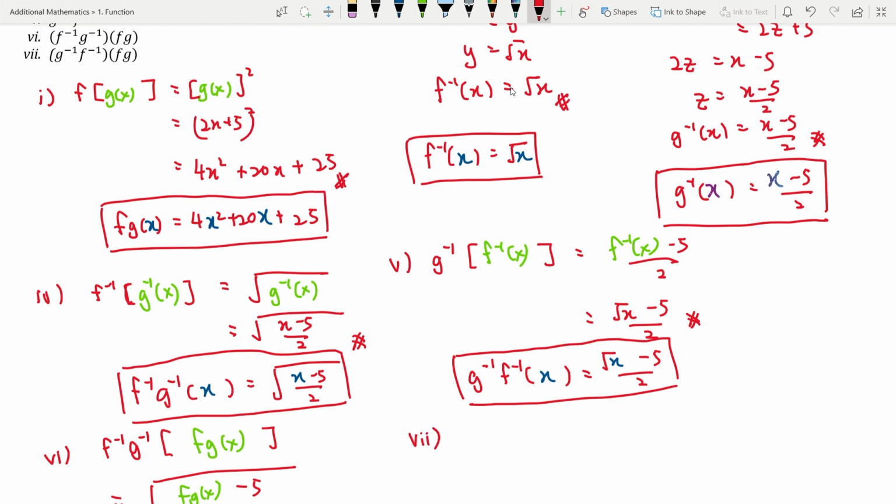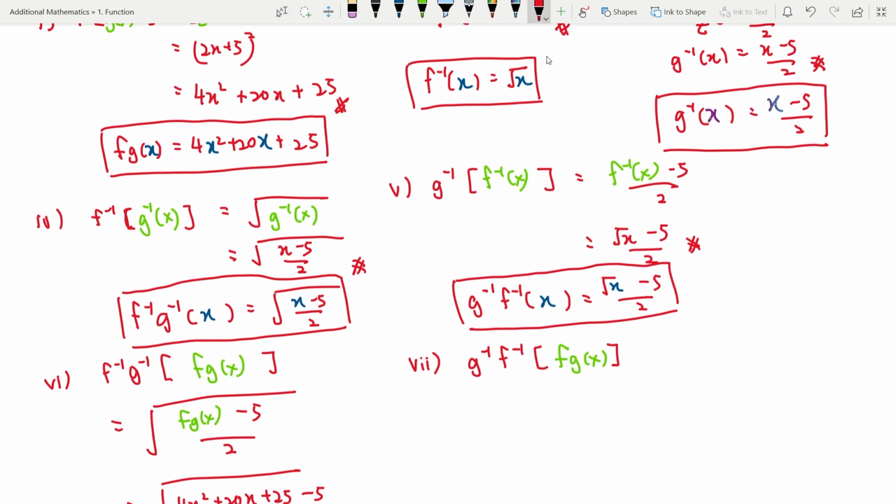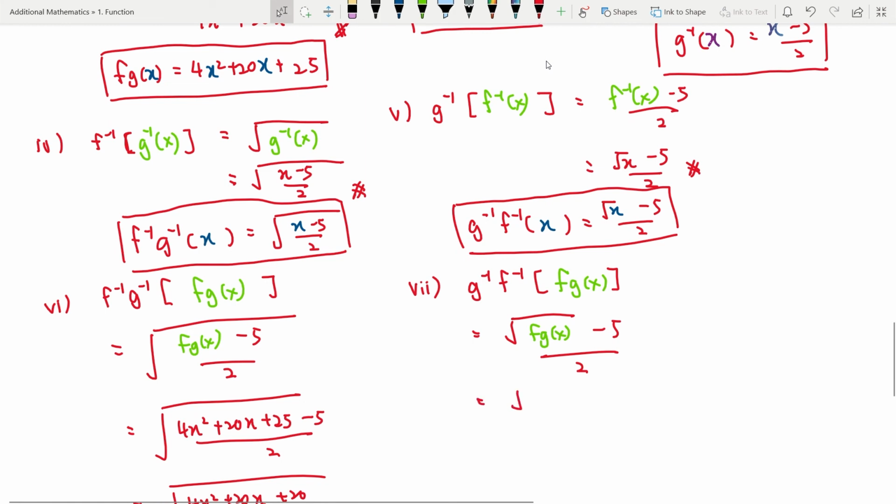Lastly, number 7, we are asked to find g inverse f inverse of fgx. G inverse f inverse is found in number 5. So we substitute the fg of number 1 into number 5. Square root fgx minus 5 over 2, which is equal to square root 4x squared plus 20x plus 25 minus 5 over 2.